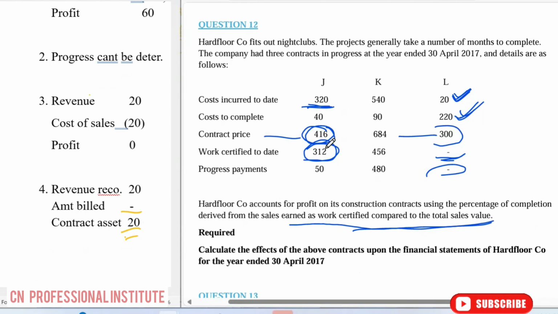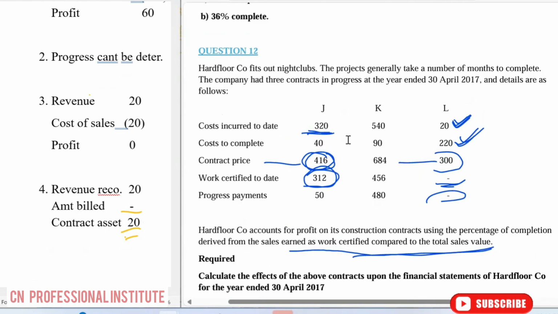Now that's it about question 12. So you saw J and K, and then let me have your solutions in the comment section. Probably you can tell me what you've gotten in the comment section, right?